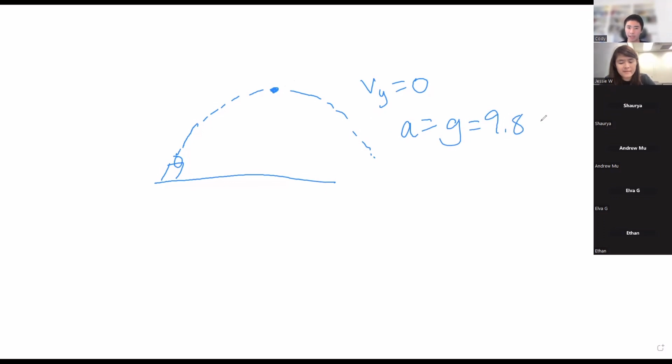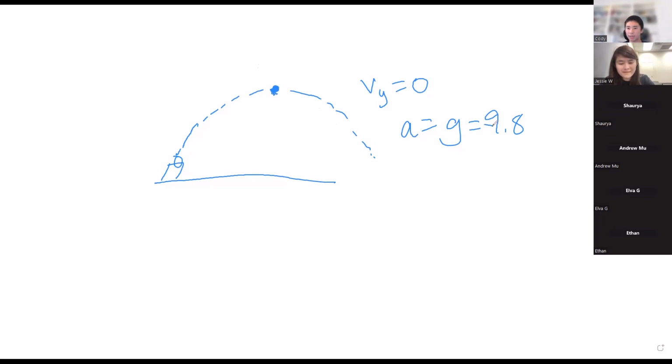On the AP test, another common question is they always ask for the acceleration of an object at its highest point in projectile motion. So the acceleration is always 9.8, but the velocity is going to be 0, because when it's going upwards, the velocity is positive, and when it's going downwards, the velocity is negative. So right in the middle, at its highest point, the vertical velocity is going to be 0.